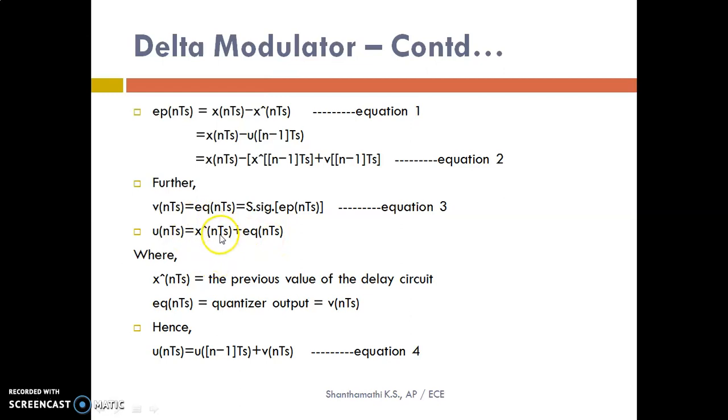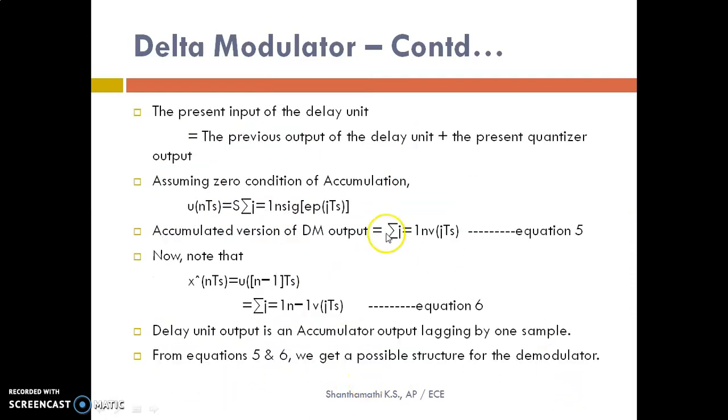So this x hat of nTs is the previous value of the delayed circuit and this e suffix q of nTs is the quantizer output. So u of nTs we can write as u of (n-1)Ts plus v of nTs. On substituting this we'll be getting equation number 4. So the present input of the delay unit, in the delay circuit, will be the previous output of the delay unit plus the present quantizer output.